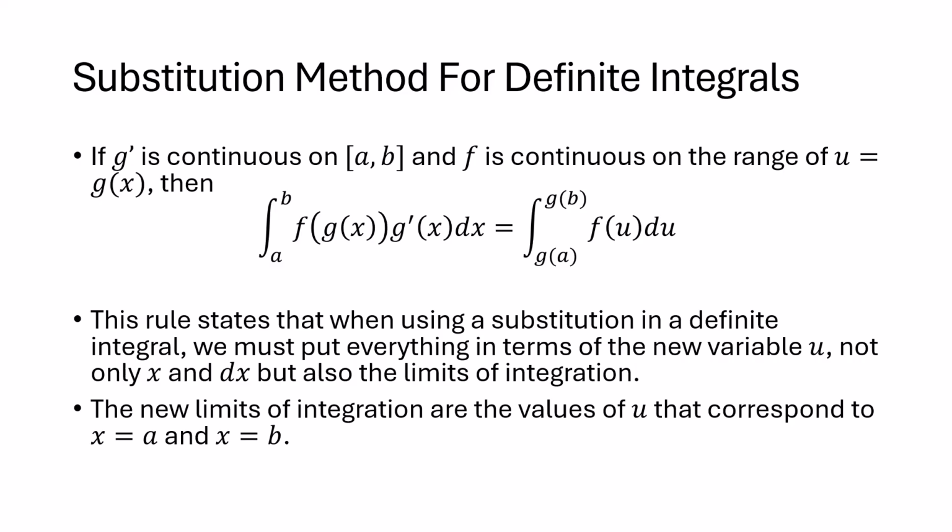This rule states that when using a substitution in a definite integral, we must put everything in terms of the new variable u, not only x and dx, but also the limits of integration. The new limits of integration are the values of our new variable u that correspond to x equal a and x equal b. And remember that u is being substituted as a variable for the function g of x.